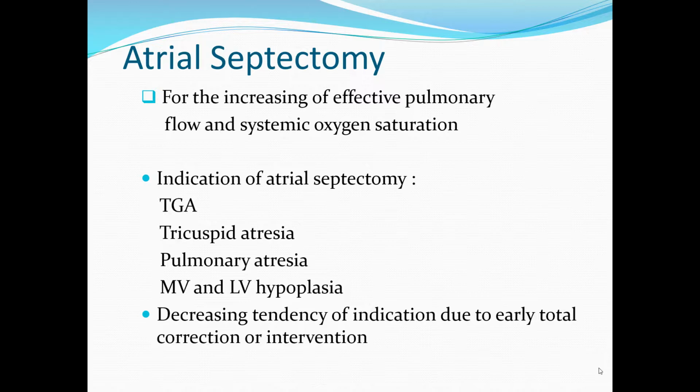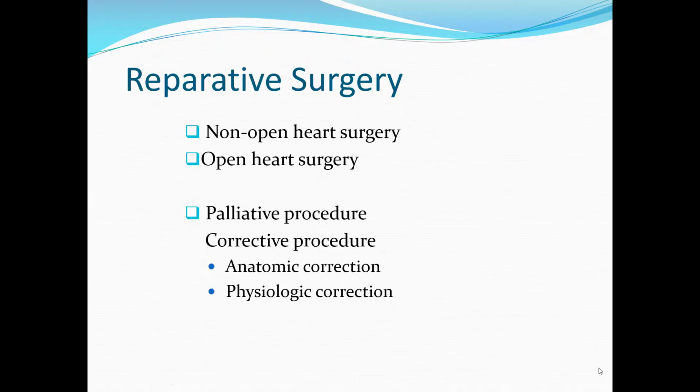Indications for atrial septectomy, for example, TGA, tricuspid atresia, pulmonary atresia. There is a decreased tendency for indication due to early total correction in this group, or sometimes nowadays they are doing atrial septectomy through cardiac catheter.